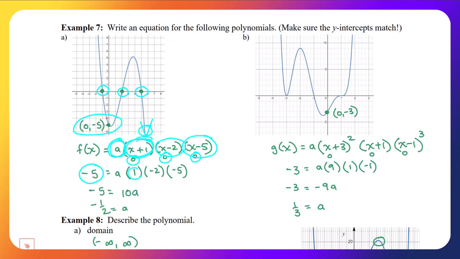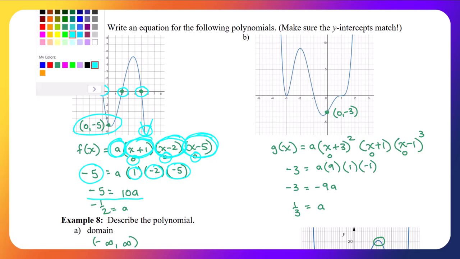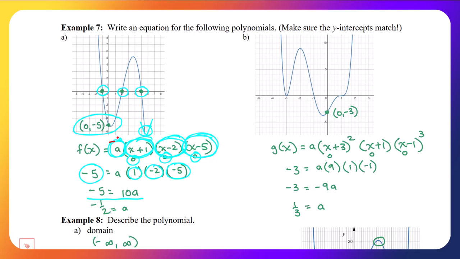Plugging in 0 here gives us 1. Plugging in 0 here gives us -2. Plugging in 0 here gives us -5. And so I get -5 equals 10a. Divide both sides by 10, I'll get a equals -1/2. So if I go back, rewrite this whole thing, but put a -1/2 in front, I'll have the function that has these 3 x-intercepts and also the correct y-intercept.